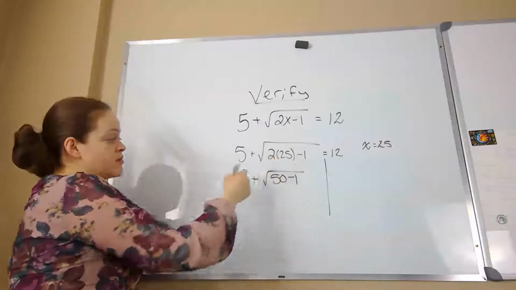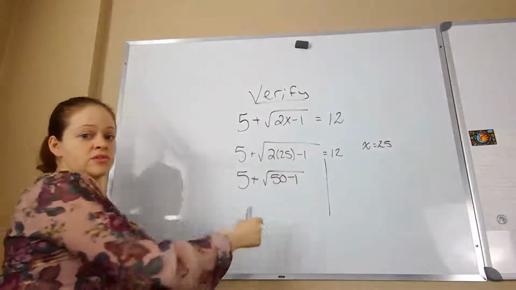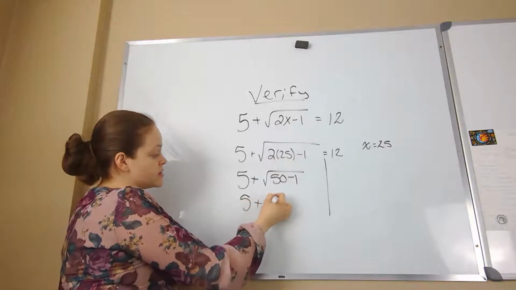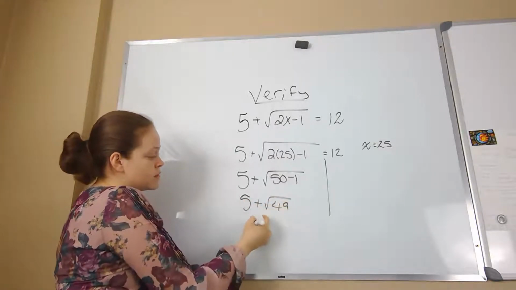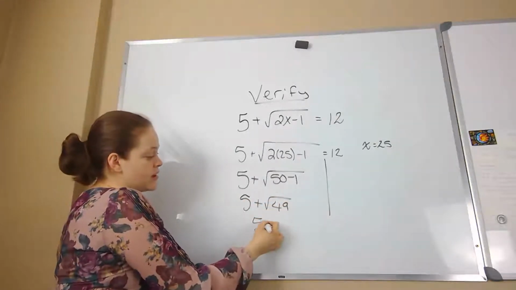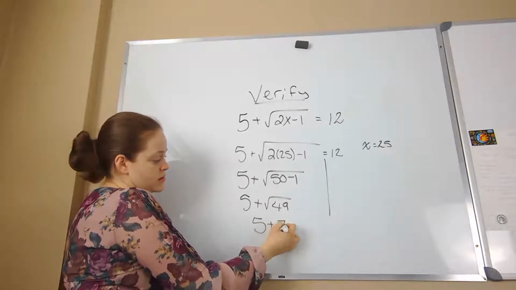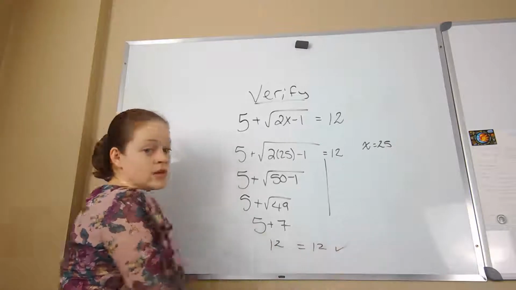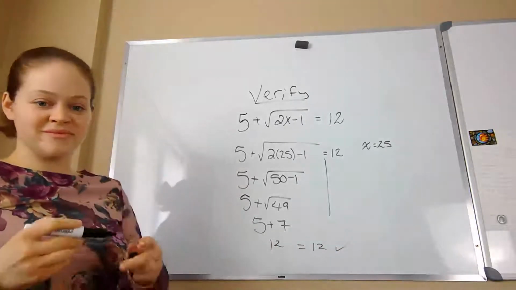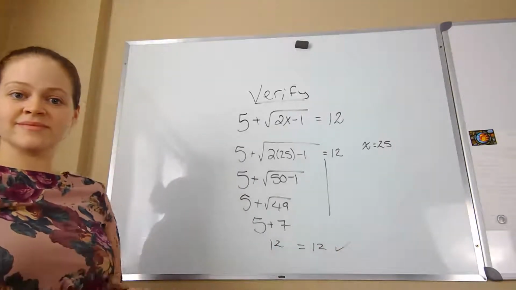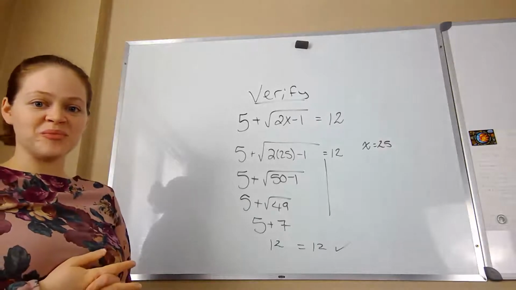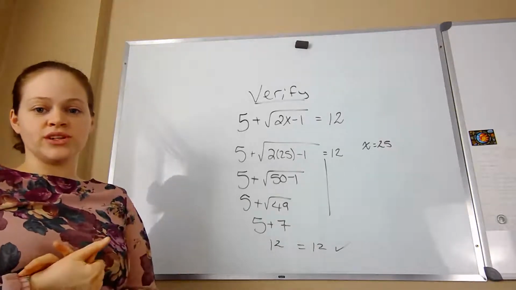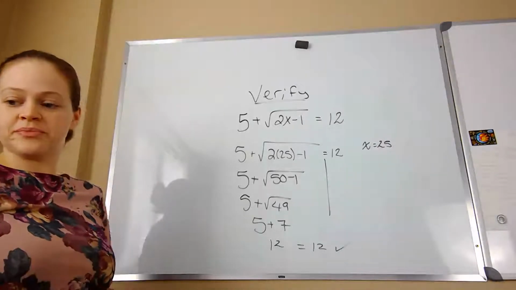So 2 times 25 is 50, and then we do 50 minus 1. So we have 5 plus root 49. Root 49 is 7, so we have 5 plus 7, and 5 plus 7 is 12. So 12 equals 12, so we're done. There we go. And so you know that when you solve this, it's verified, so your solution's good.